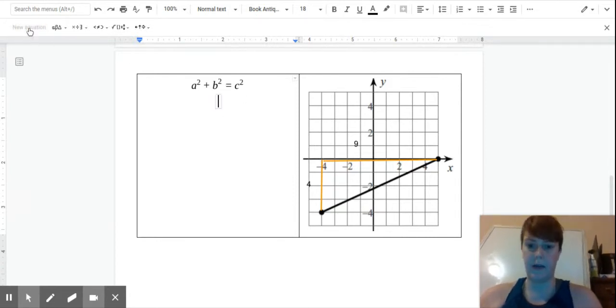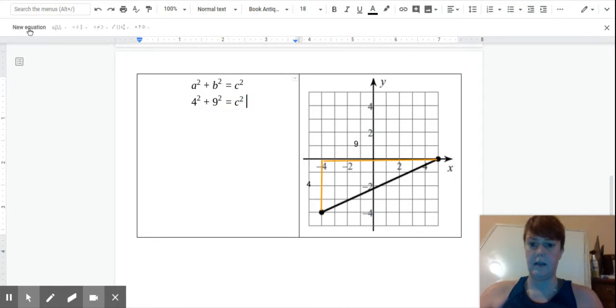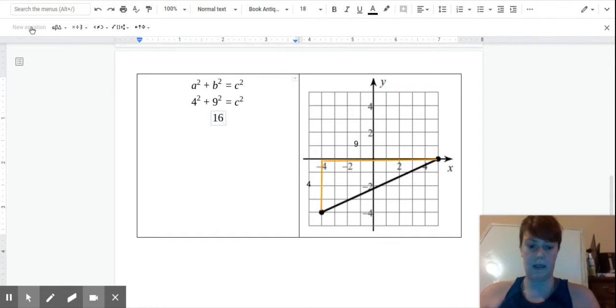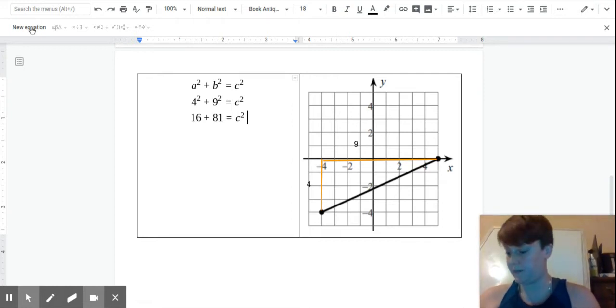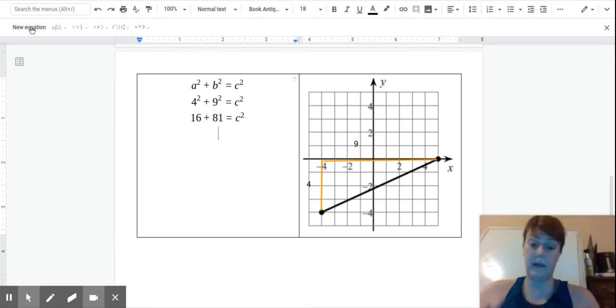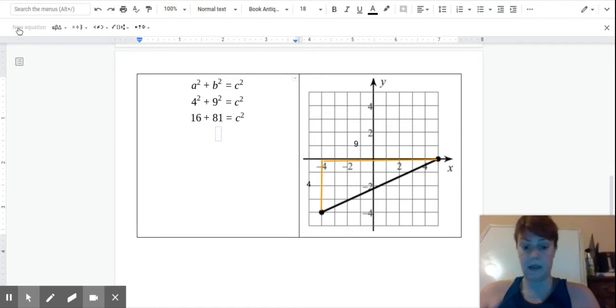So let's write another equation. 4 squared plus 9 squared equals c squared. And so 4 squared is 16, and 9 squared is 81. And so altogether that is c squared. And I'm going to get my fancy calculator out here so that I can do some quick math without messing everything up. 16 and 81 is going to be 97. So 97 is c squared.